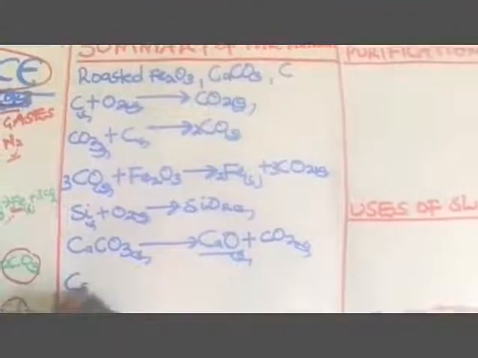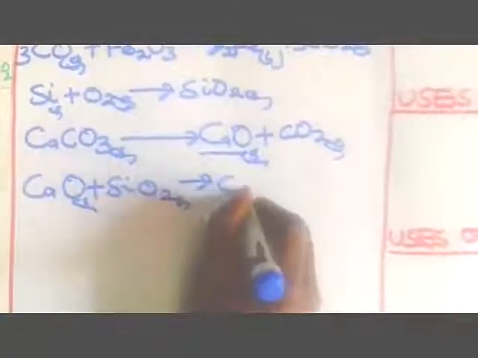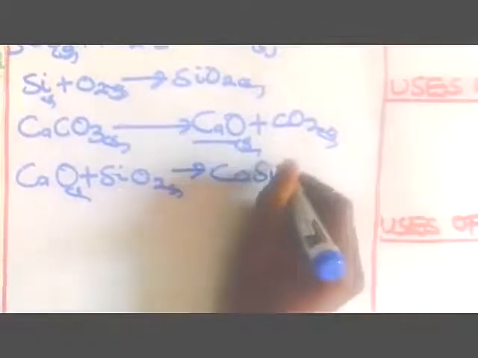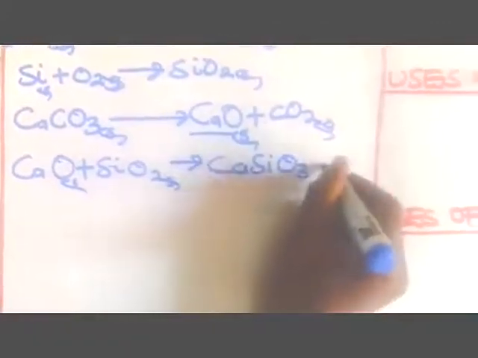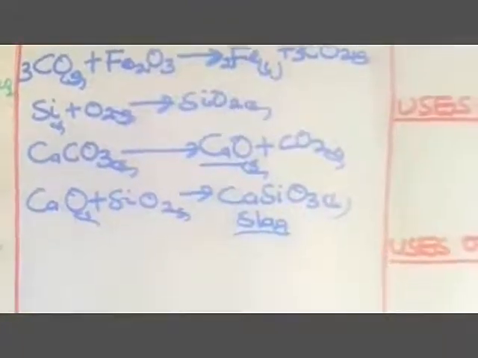Now the calcium oxide formed will combine with our silicon dioxide, which is our main impurity, to form what we call the calcium silicate, which we are calling now the slag. Remember we said the slag is lighter than the molten iron. As they are moving down, it will be on top, and I've already shown how you can remove this slag.